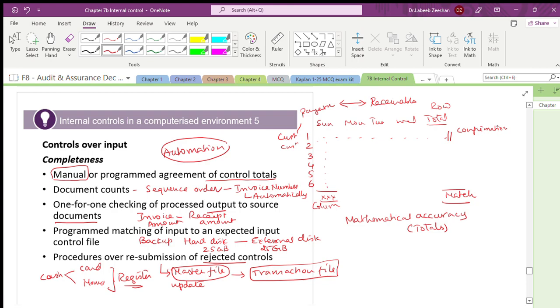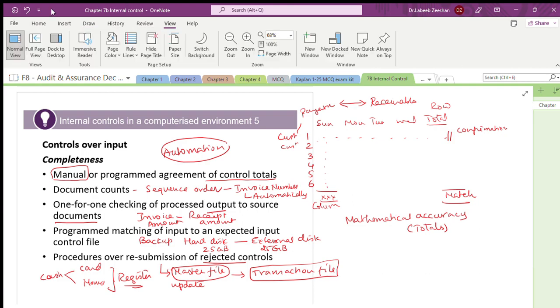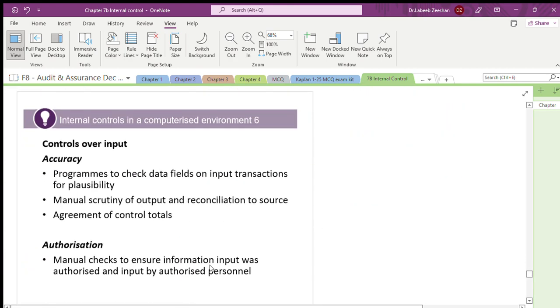These are the basic processes of how we are talking in terms of control over the inputs. In the same way, we are talking in terms of accuracy and authorization. You are programmed to check fields or inputs for plausibility. Whenever we are talking in terms of inputs, you will have some fields. You will have name, amount, quantity, rate, and total.